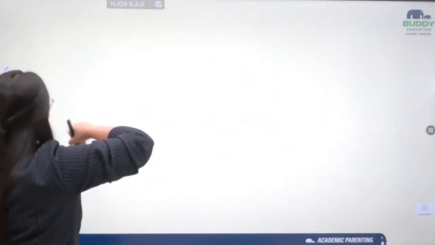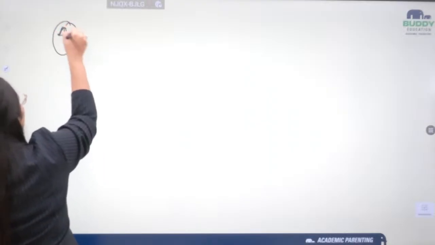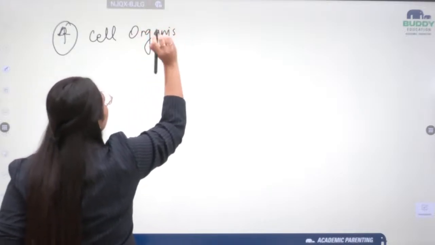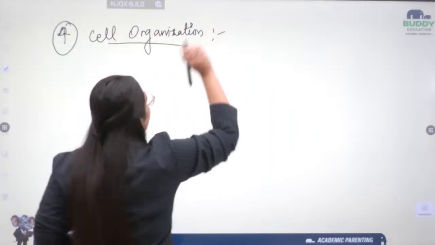Okay, moving forward to the fourth one. Fourth one is cell organization. If I talk about cell organization, I'll go through it quickly, because we already know what cell organization is. We have studied it many times.